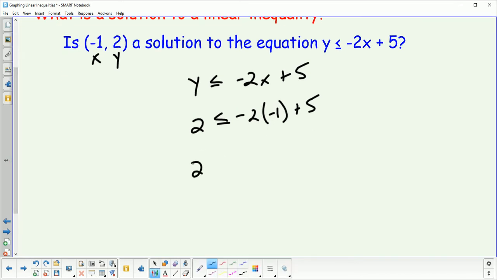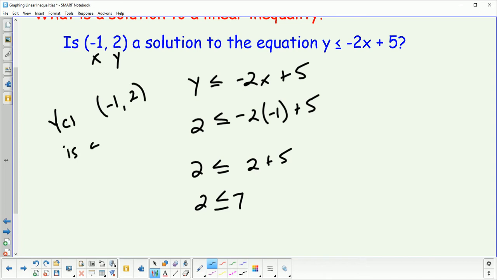So our left side is 2. We can leave that alone. And if I do -2 times -1, I just get 2 plus 5. And so I'll end up with 2 is less than or equal to 7, which is a true statement. 2 is less than or equal to 7. So you would say, yes, (-1, 2) is a solution.